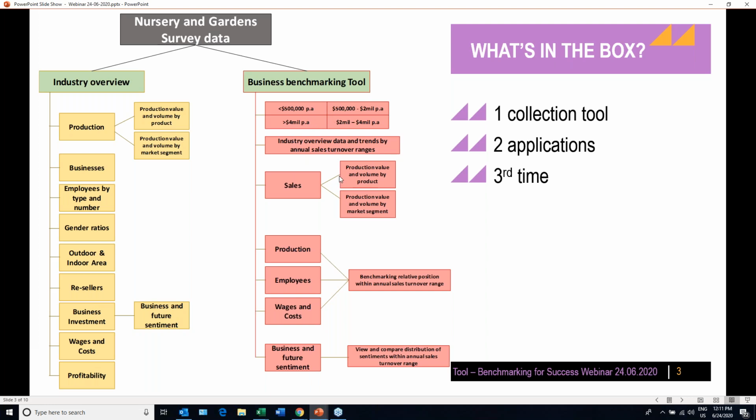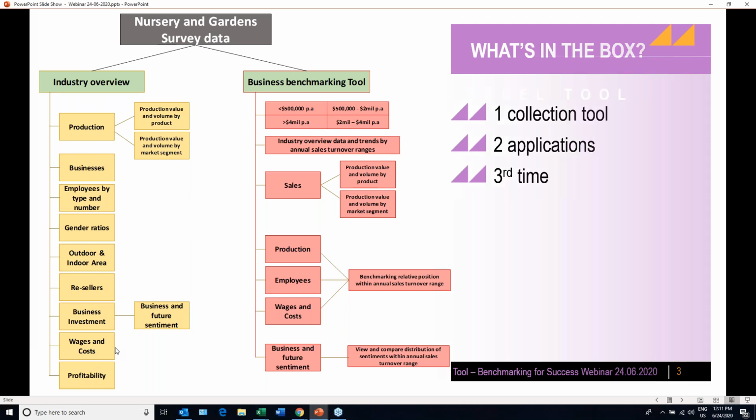Because of that split, we can see the industry overview for each of these and see all the trends. From there, you're able to compare or benchmark your sales by value and volume, production, employees, wages and costs, and business and future sentiment. All of this data can also be compiled into a general industry overview, which provides key information for the nursery and garden sector based on production, businesses, employees, gender ratios in the workforce, outdoor and indoor area used, resellers or intermediate sellers, business investment, wages and cost, and of course, profitability.